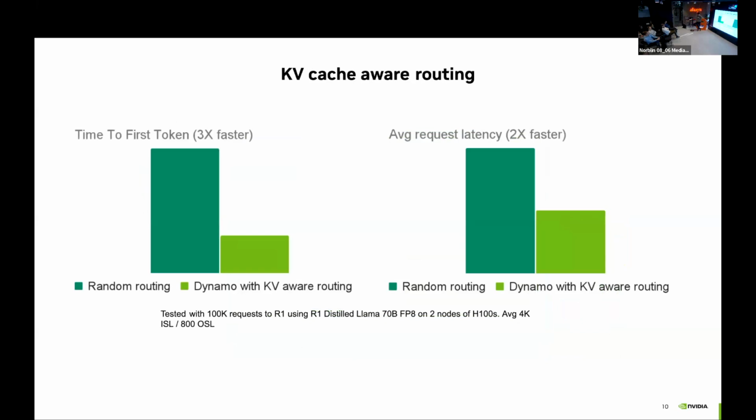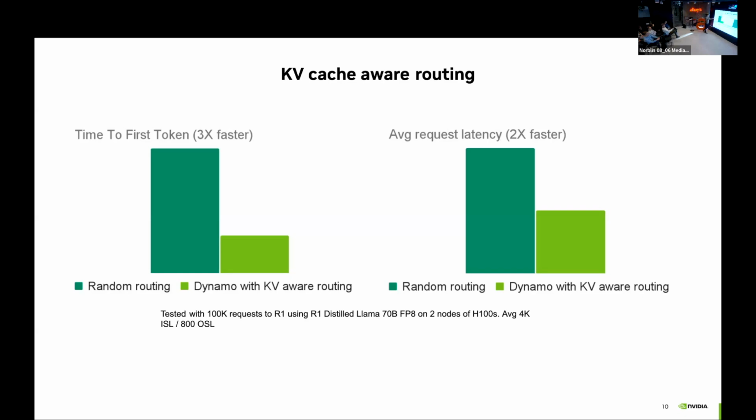So what are the results? When you turn on the smart routing for Dynamo, this is a quick test with 100K requests to Llama 70B models. We were using 2 nodes of H100, and the average input sequence length was 4,800, with a shorter output sequence length. And the ideal KV cache hit would be around 60%. So between the requests, 60% of inputs could have been cached from previous requests.